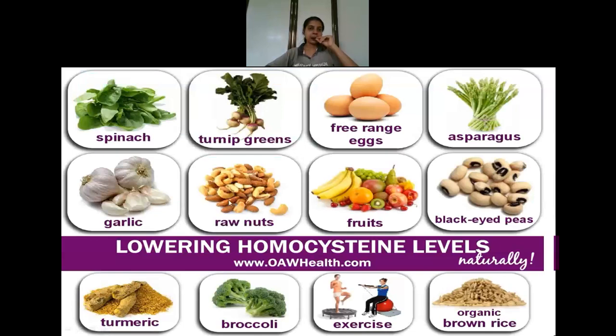Now here are some food products which will reduce the homocysteine level. Not increase, they reduce the homocysteine level. For example, more spinach, turnip. Eggs are also quite good, but not too much. Asparagus, black-eyed chickpeas, fruits, raw nuts, garlic, turmeric, broccoli, regular exercise, and organic brown rice. They help to reduce the homocysteine levels. So that is regarding the blood investigations.